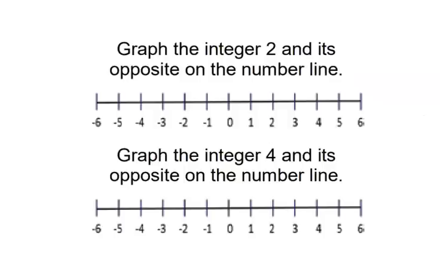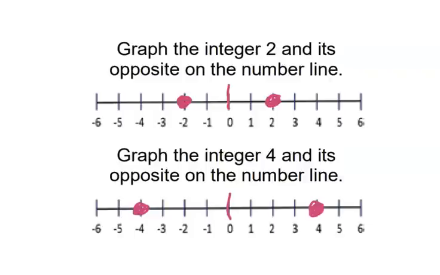Graph the integer 2 and its opposite on the number line. Okay, these are going to be really fast. Okay, here's the 2. The opposite of 2 is going to be the same distance away from 0 on the other side. It's right there. How about this one? Graph the integer 4 and its opposite. Well, here's 4. Okay, go across the 0, go in the opposite direction, the exact same distance.